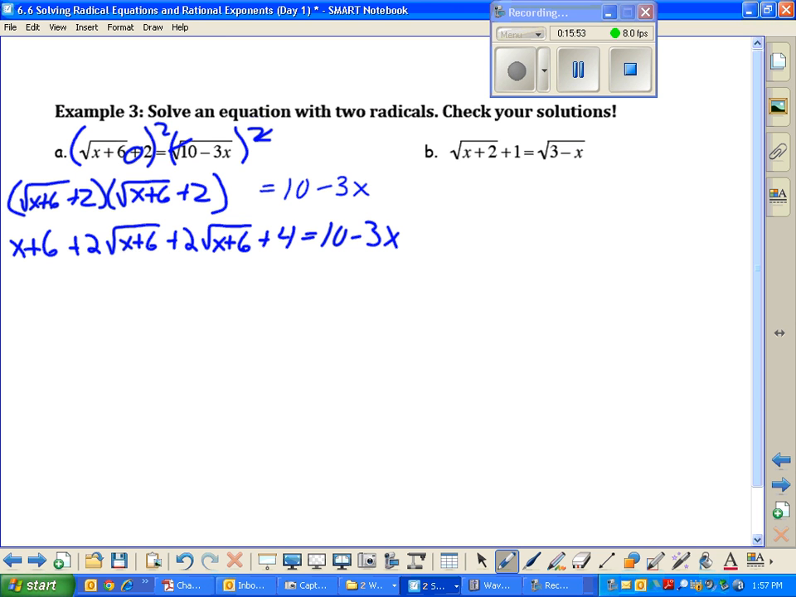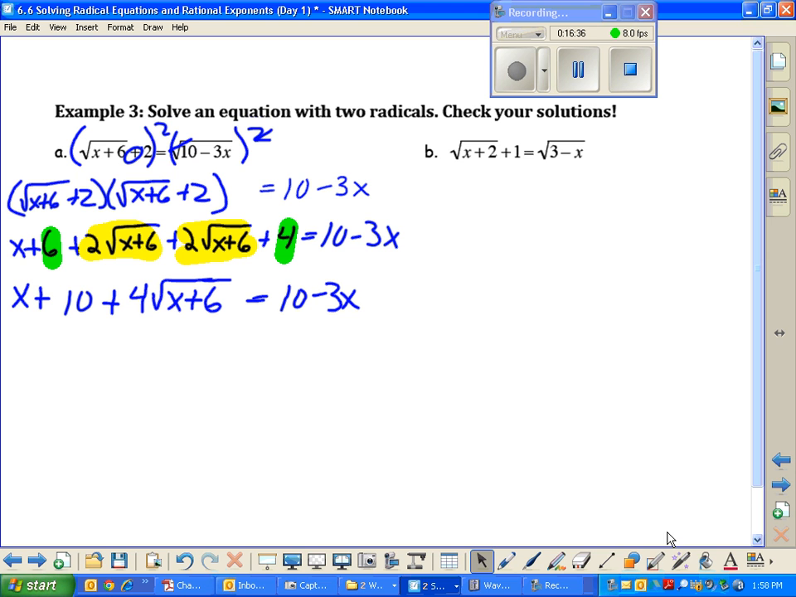Now, when I FOIL, you folks know that we can normally combine our O and our I. So I'm going to go ahead and simplify the left side by combining like terms. I do have like radical parts there, so I can put those together. And then I have some constants. 6 and 4 I can also put together. So to simplify that left side a little bit, we have x plus 6 and 4 is 10. And then 2 times the square root of x plus 6 plus 2 times the square root of x plus 6 is 4 times the square root of x plus 6. And then that's equal to 10 minus 3x on the right side.